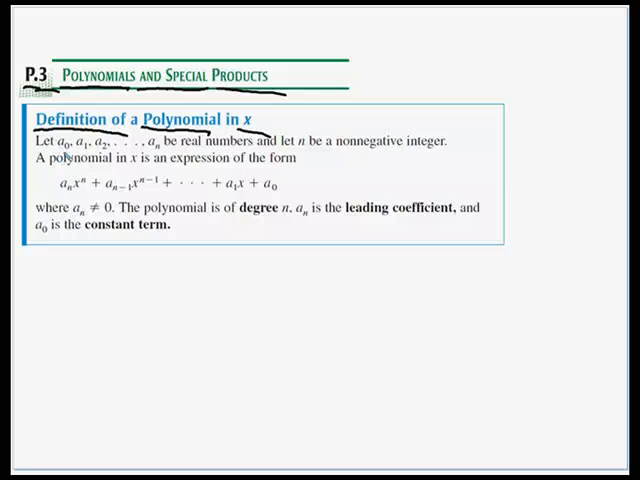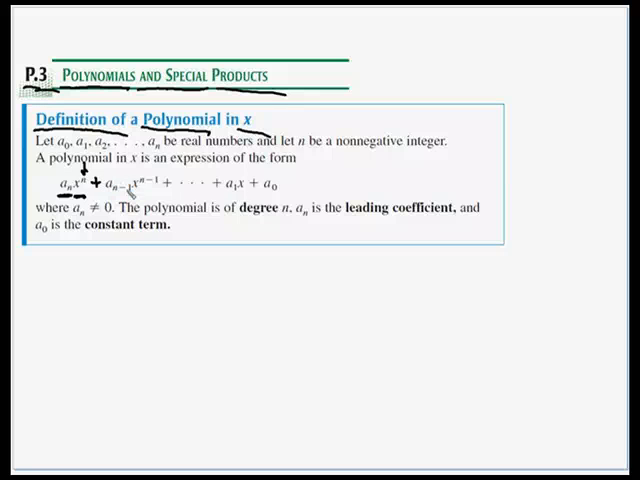So it says, let a sub 0, a sub 1, a sub 2, all the way out to a sub n, some number n way out there, be real numbers, and let n be a non-negative integer. A polynomial in x is an expression in this form. We have some coefficient, some number, that's our a sub n, and then we have our variable x raised to some power. And then we have plus or minus a sub n minus 1.